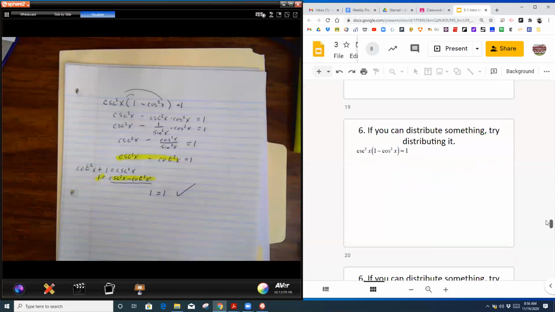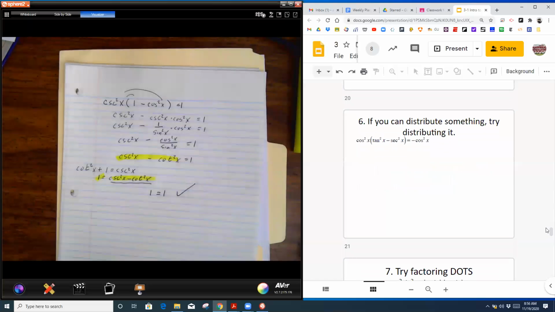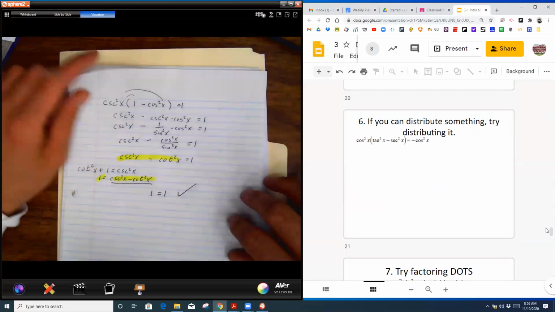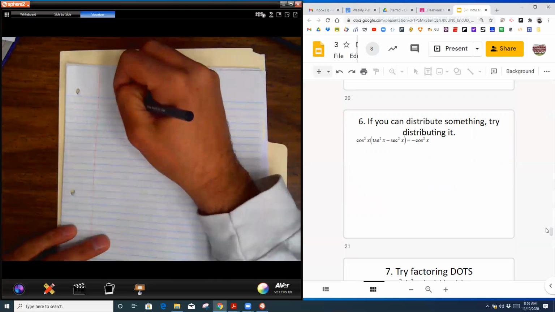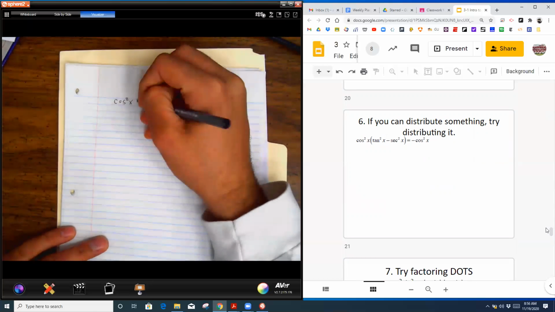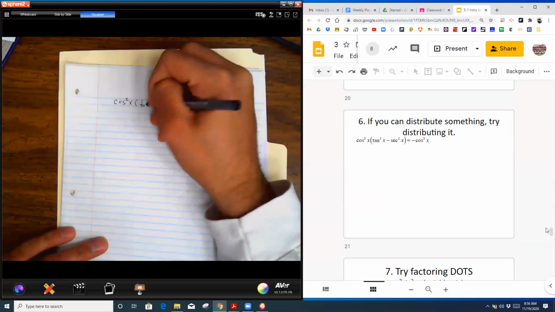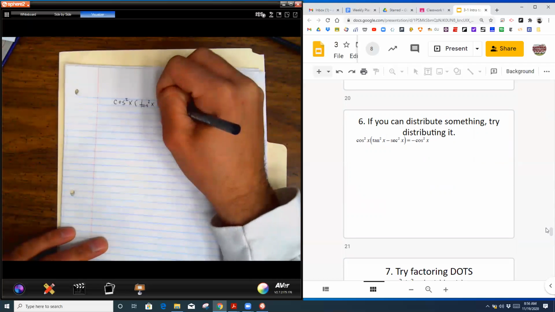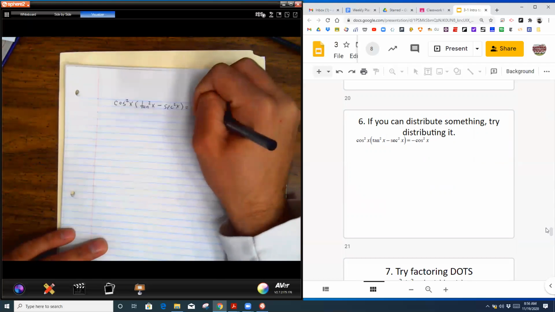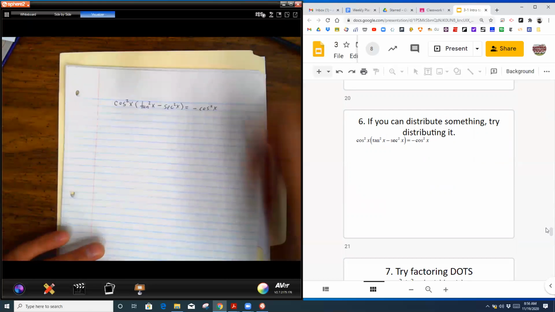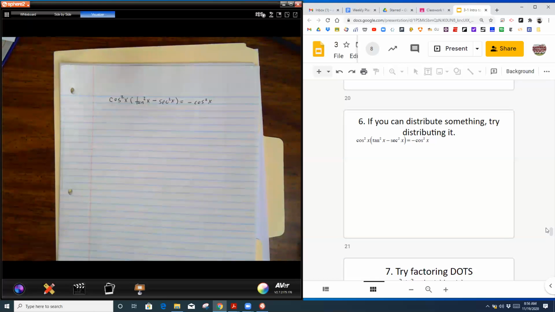All right, so let's try it again. There's another example here in the slides on slide 21 that says if you could distribute something, try distributing it. So it's cosine squared of x times tangent squared of x minus secant squared of x equals negative cosine squared of x. Now, one of the rules or guidelines that I suggest is to always start on the more complicated side. So I would definitely say that's the left side.